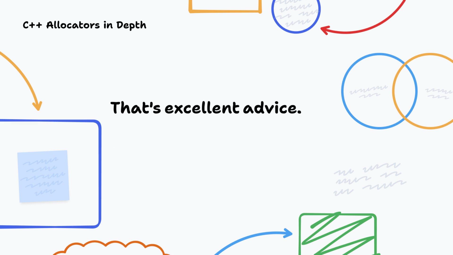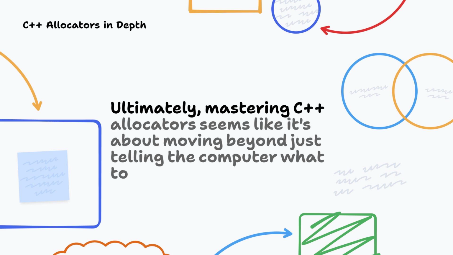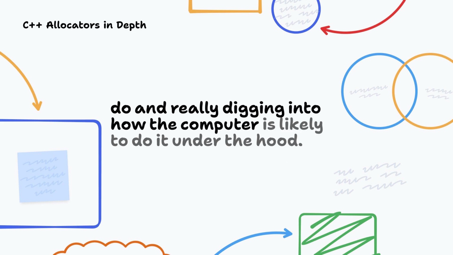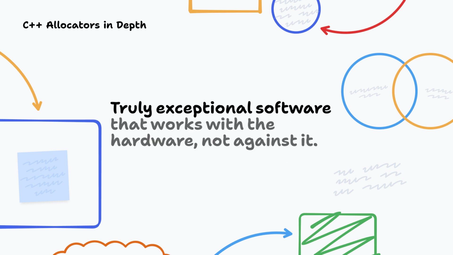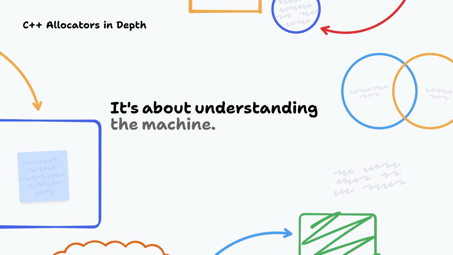That's excellent advice. Ultimately, mastering C++ allocators seems like it's about moving beyond just telling the computer what to do and really digging into how the computer is likely to do it under the hood. It's about engineering truly exceptional software that works with the hardware, not against it. Well said. It's about understanding the machine.